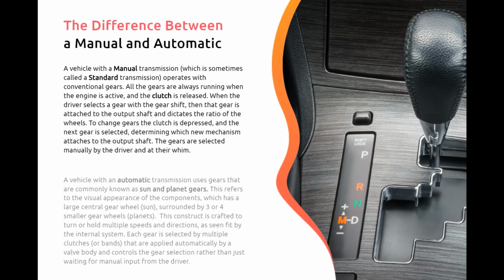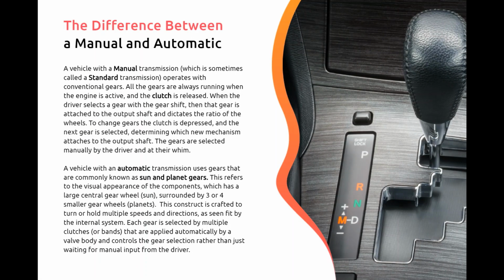The difference between a manual and automatic. A vehicle with a manual transmission, which is sometimes called a standard transmission, operates with conventional gears. All the gears are always running when the engine is active and the clutch is released. When the driver selects a gear with a gear shift, then that gear is attached to the output shaft and dictates the ratio of the wheels. To change gears, the clutch is depressed and the next gear is selected, determining which new mechanism attaches to the output shaft. The gears are selected manually by the driver and at their whim.